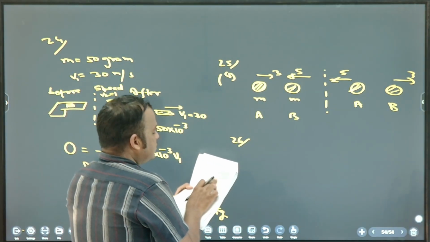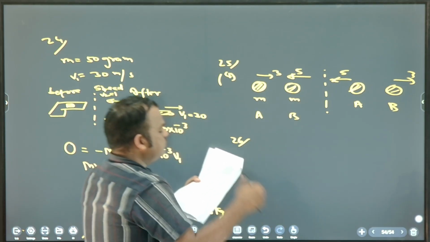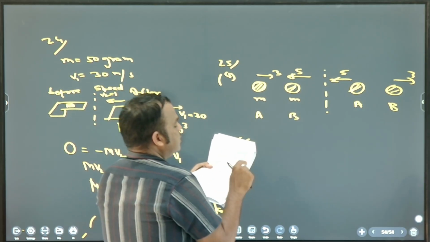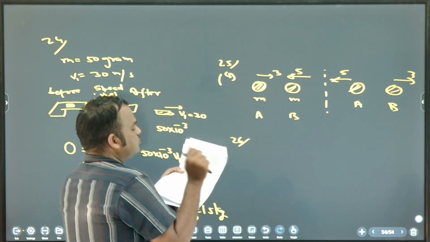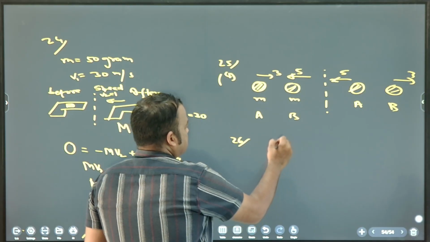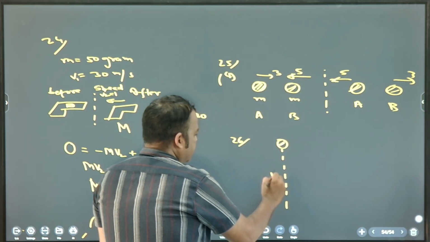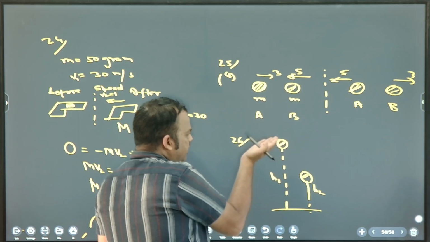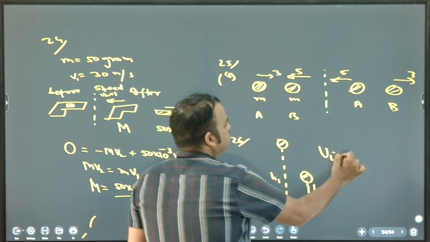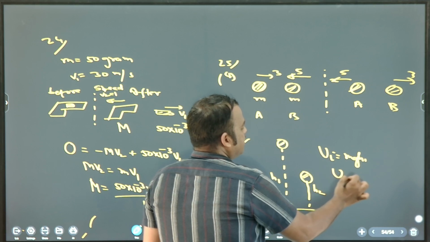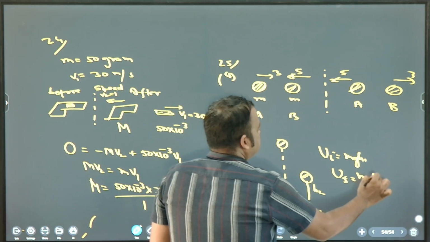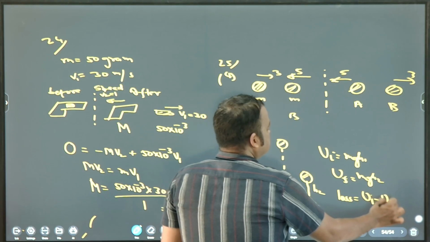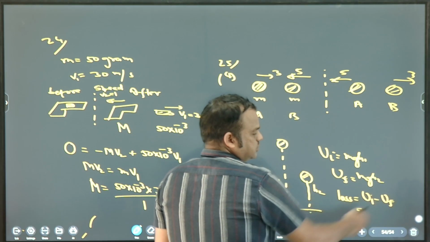Question 26. A rubber ball is dropped from a height of 5 meter on a planet. Acceleration due to gravity is not known. On bouncing, it rises to a height of 1.8. Suppose it is falling from H1 but bouncing up to H2. What is the initial mechanical energy? U initial is m g h1. What is U final? m g h2. So what is the loss? U initial minus U final.